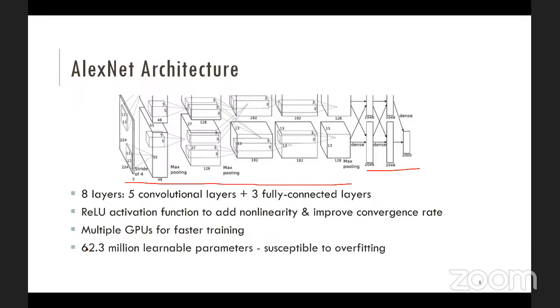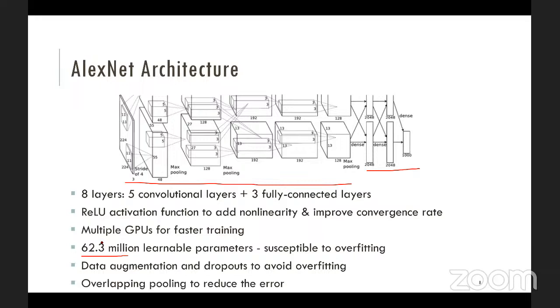And here you can see this parameter count. These days you have many models with more parameters than this. But at that time, having a model with 62.3 million learnable parameters was not an easy task, not a joke, right? Because of this high number of parameters, the model was very susceptible to overfitting. Because of this, heavy data augmentation and dropout are used to avoid overfitting.